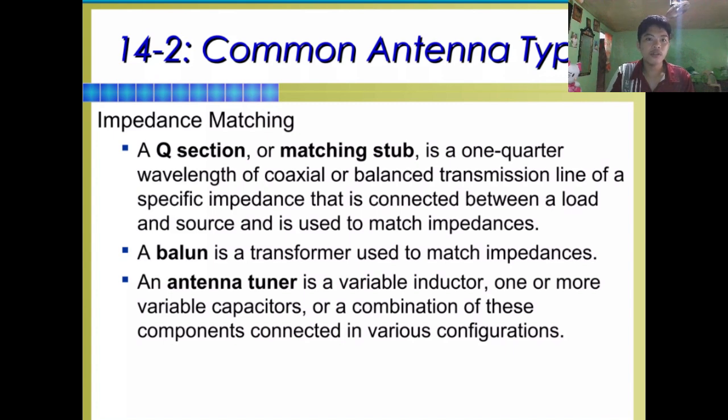A Q section or matching stub is a 1/4 wavelength of coaxial or balanced transmission line of a specific impedance that is connected between a load and a source, and it is used to match impedances. A balun is a transformer used to match impedances. An antenna tuner is a variable inductor, one or more variable capacitors, or a combination of these components connected in various ways.